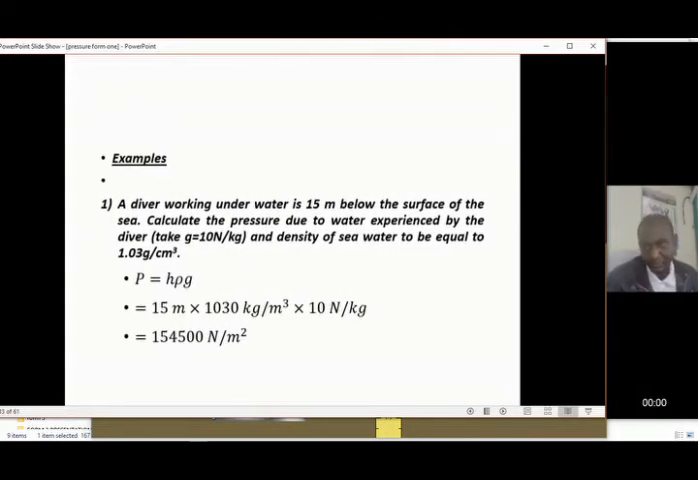Example. A diver working underwater is 15 meters below the surface of the sea. Calculate the pressure due to the water experienced. Look at the sea. Can you know the area of contact of the sea? It covers a large surface area. So for you to know the pressure experienced by this person, it is height times density times pull of gravity: 15 times the density of seawater, then multiplied by 10. The answer is 154,500 newton per square meter.